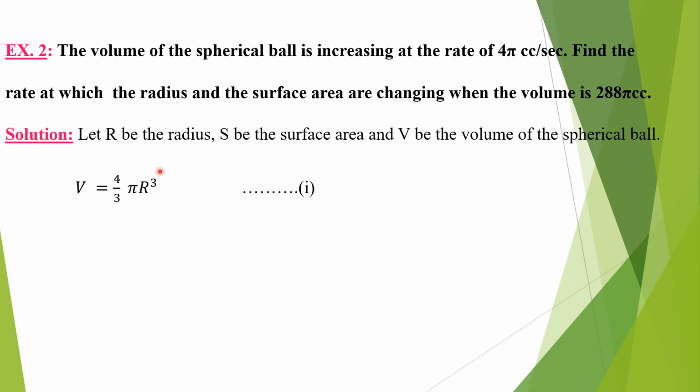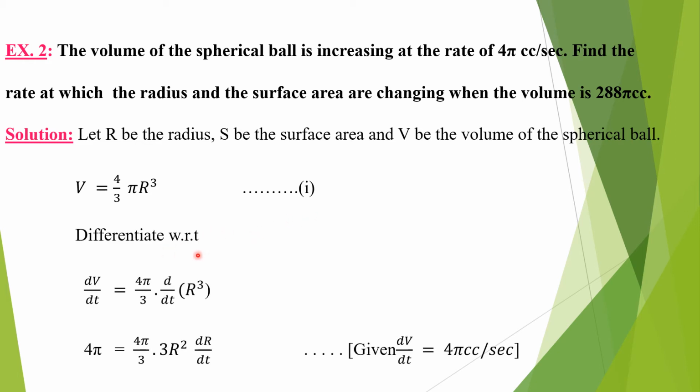Solution. Let r be the radius and S be the surface area when V is the volume of the spherical ball. We know that the volume of the spherical ball is V equal to 4 divided by 3 into pi r cube, denoted by equation first.